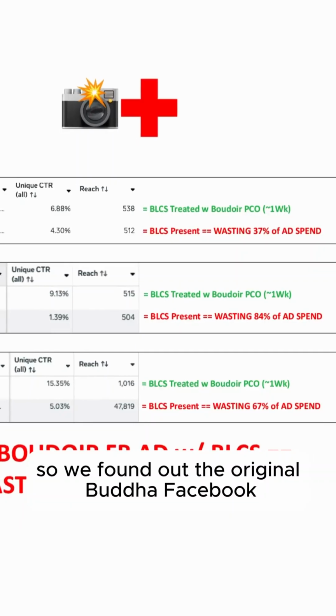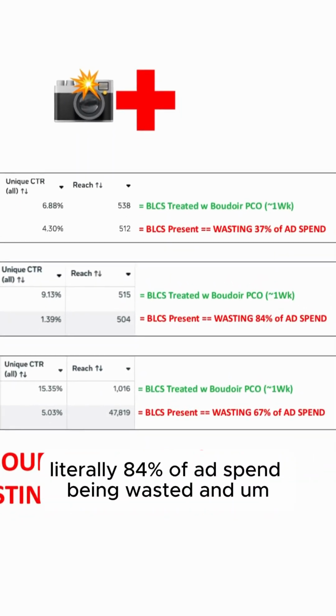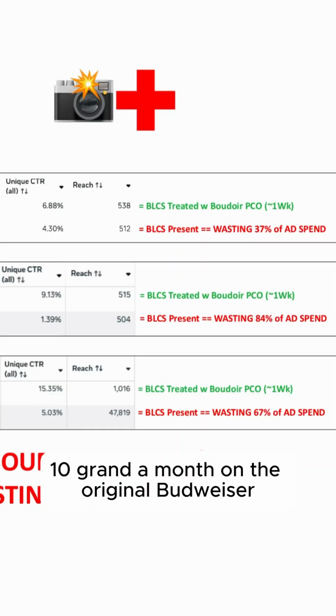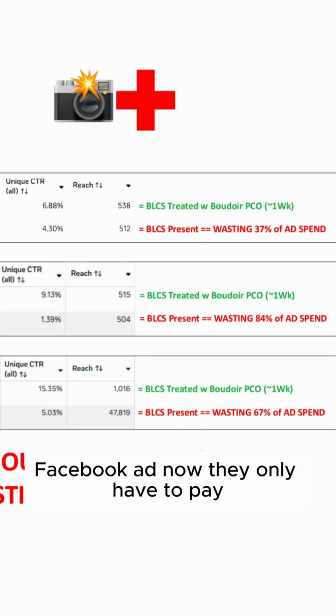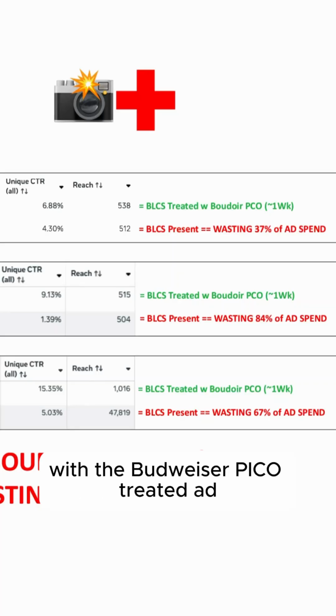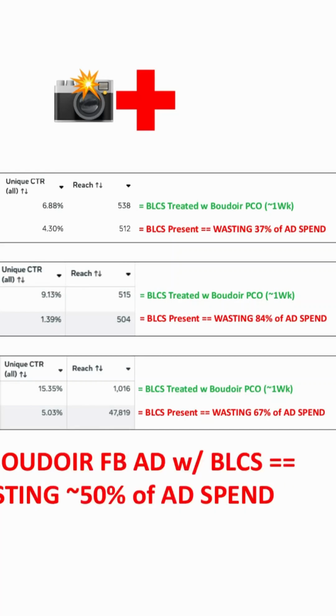So we found out the original Boudoir Facebook ad was actually wasting 84% of ad spend, literally 84% of ad spend being wasted. So that means if they're paying 10 grand a month on the original Boudoir Facebook ad, now they only have to spend 1.6 grand a month with the Boudoir Pico treated ad to get their ad into the same number of women's brains.